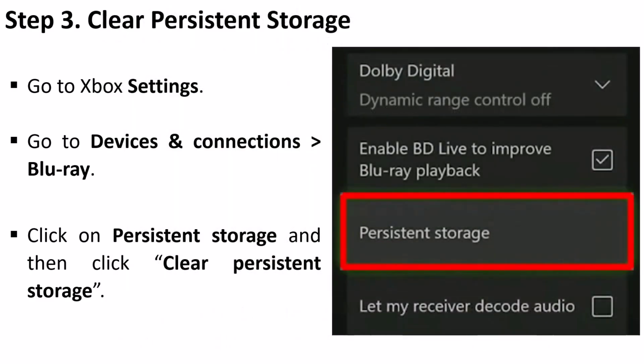Step 3 is to clear persistent storage. So go to Xbox settings, go to devices and connections, Blu-ray, click on persistent storage and then click on clear persistent storage. Now if you don't see this feature in your Xbox console, then skip this step.